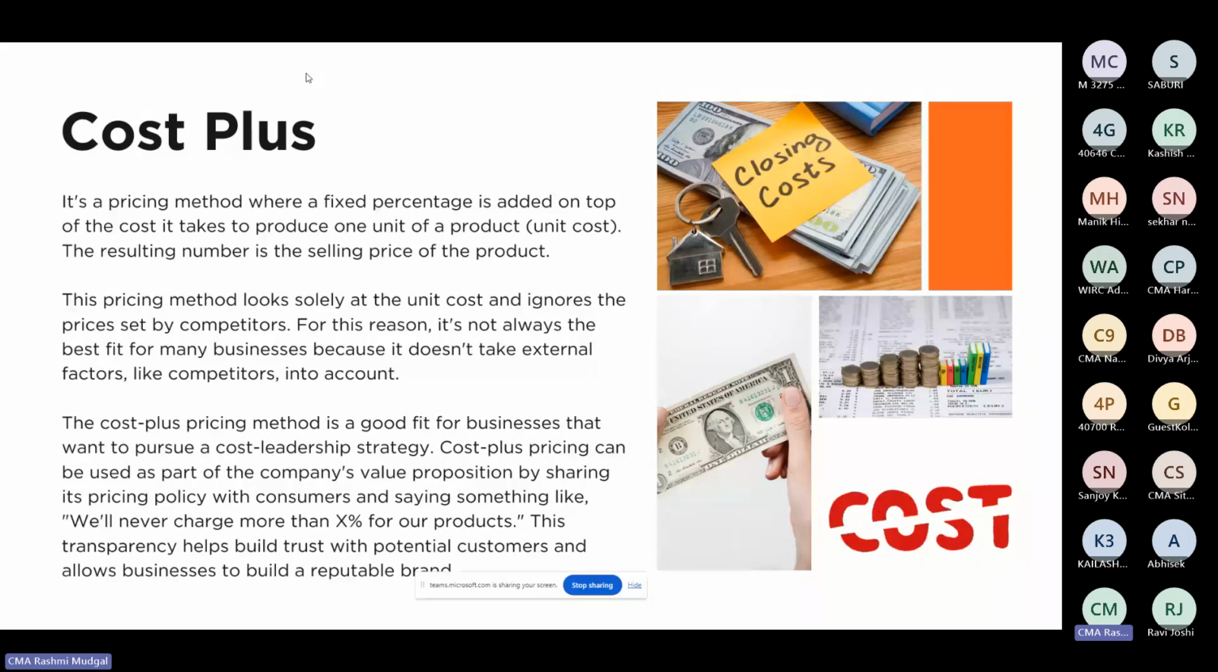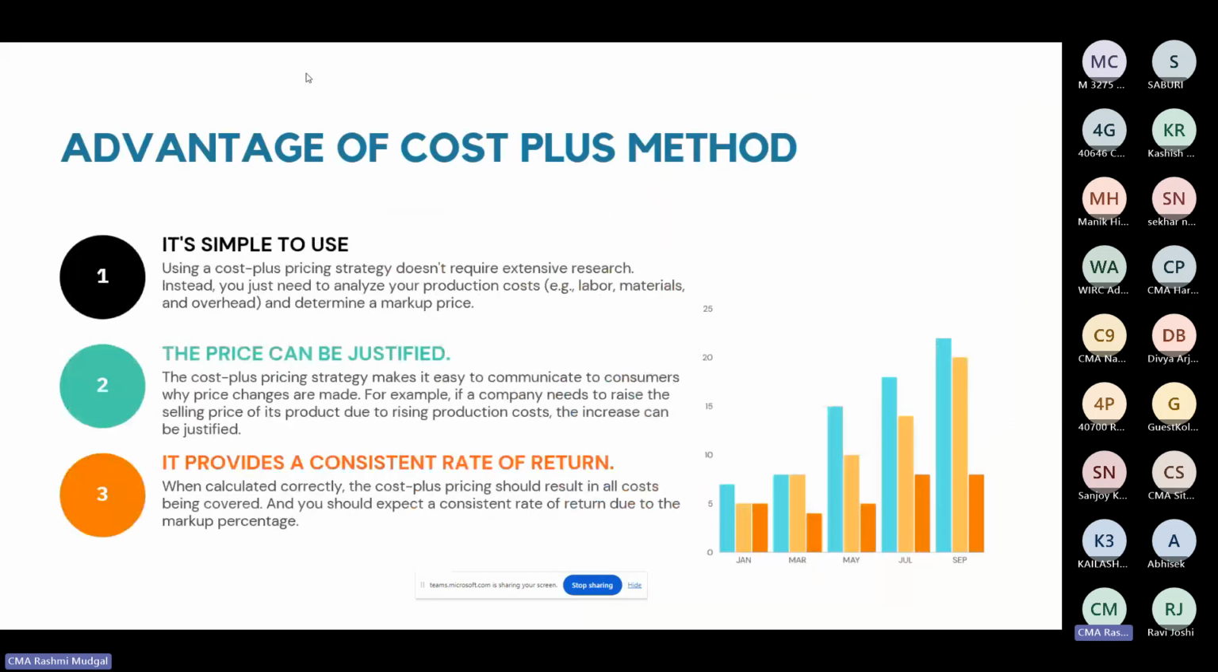So in India, the cost plus method goes more on jobs which are personalized or for government contracts only. What are the advantages of the cost plus method?